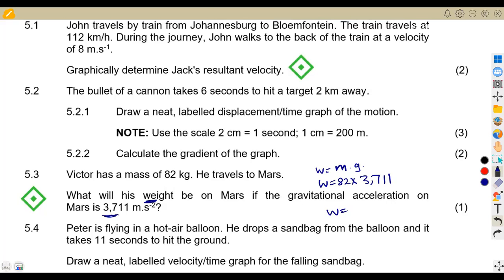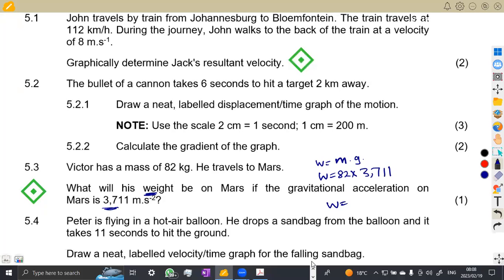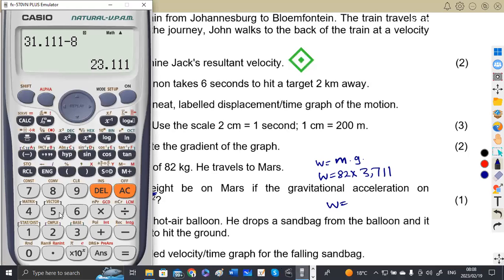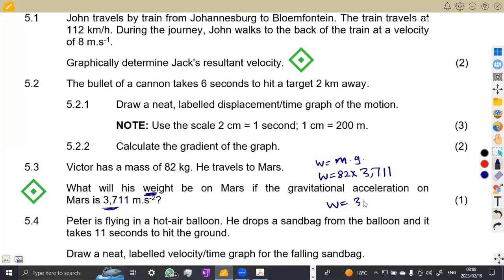Let's see if we are to multiply this, what are we going to have in this case? I'm just going to show you the screen. So on our calculator, that's 82 multiplied by 3.711, which is going to give us 304,302. So that's 304,302 newtons. That is what we are going to have in this case.